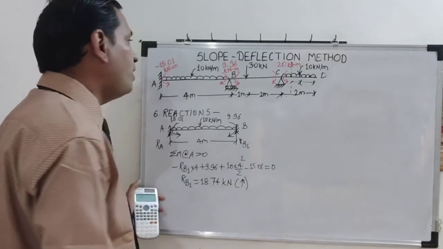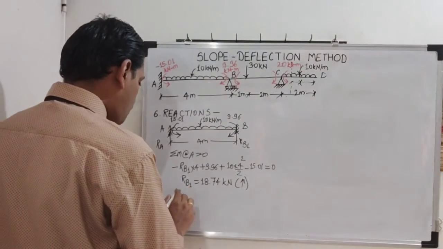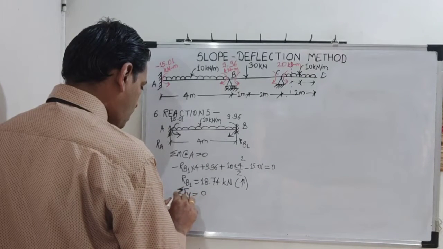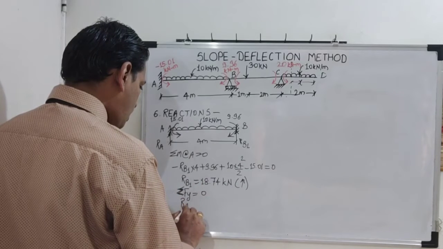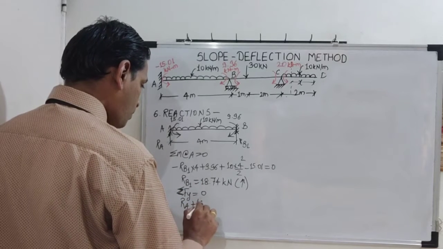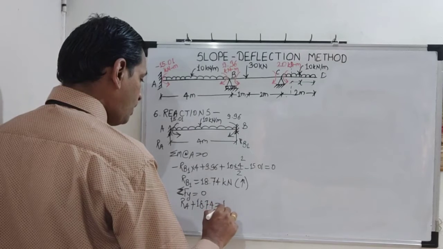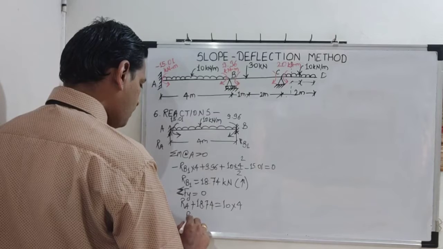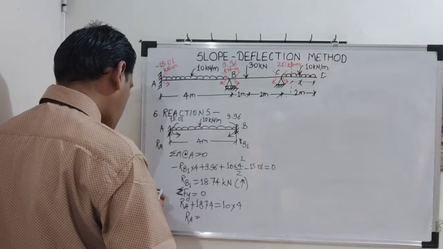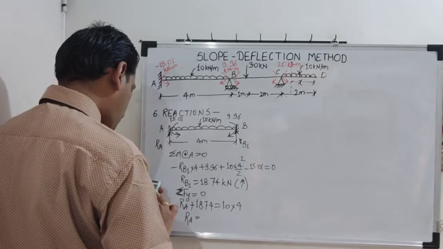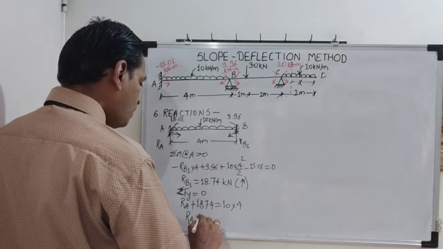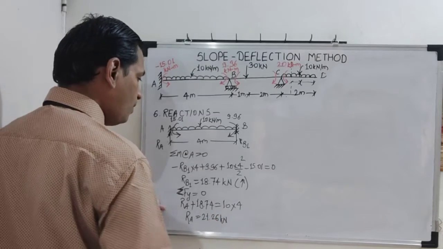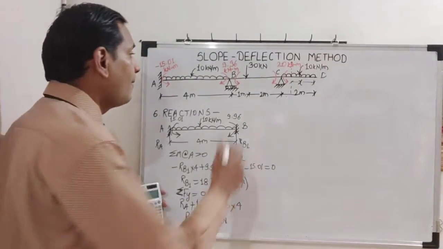Now to the same free body diagram, apply summation of Fy is equal to 0 condition. So RA plus 18.74 is equal to 10 into 4. So subtract this 18.74 from 40, we will get RA. So 40 minus 18.74. So how much is that? 21.26. 21.26 kilonewton. Now come to second span, span BC.